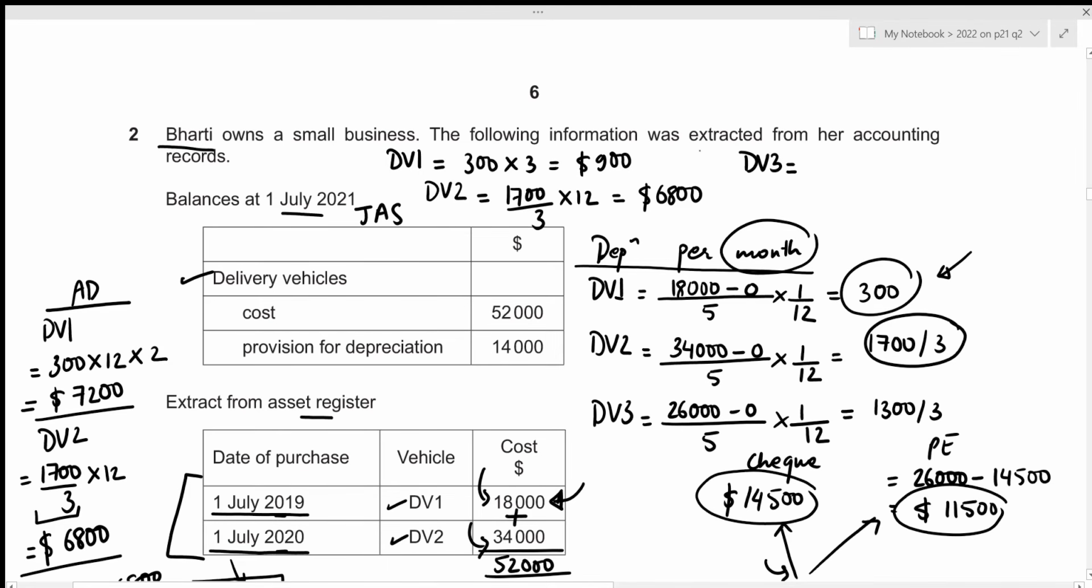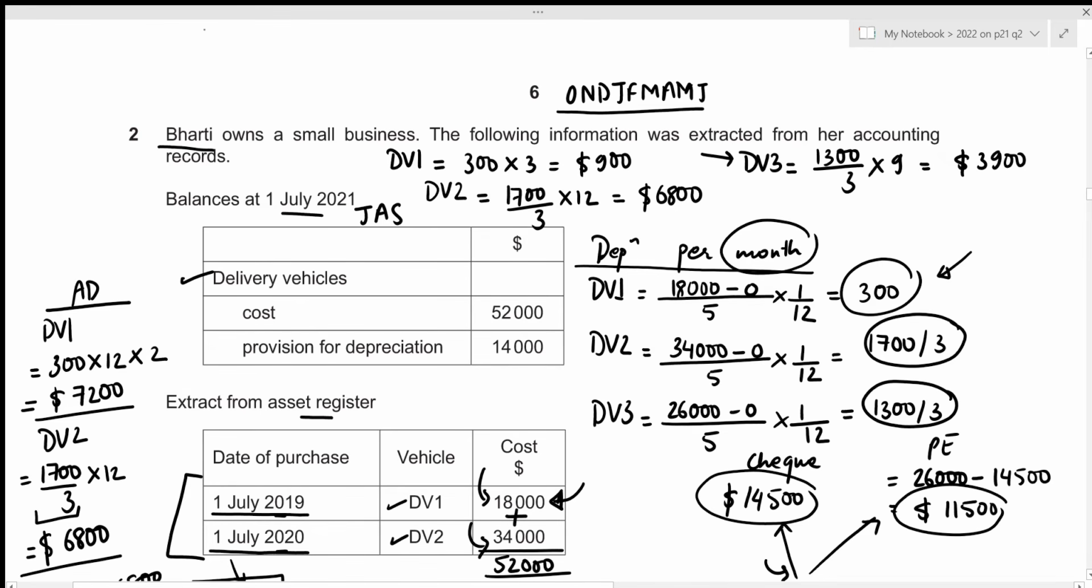And this third delivery vehicle was purchased at the date of 1st October 2021. So the number of months that we use this vehicle for the year ended 30 June 2022 is going to be October, November, December, January, February, March, April, May, and June. So that gives us 9 months, which means that we should be including 9 months depreciation for delivery vehicle 3 in our income statement. So we have our per month depreciation to be 1300 by 3. And in order to figure out the depreciation charge for 9 months, we can just multiply it by 9, which gives us the value of 3,900.